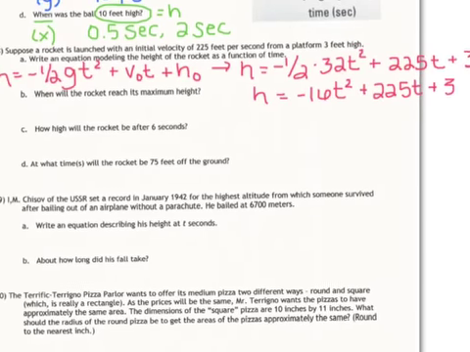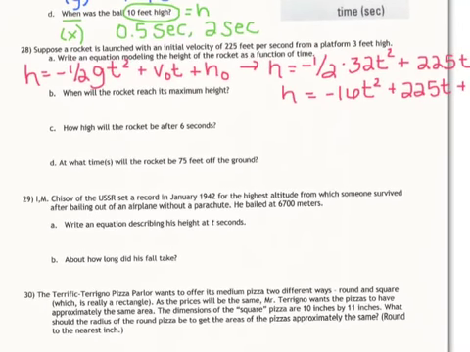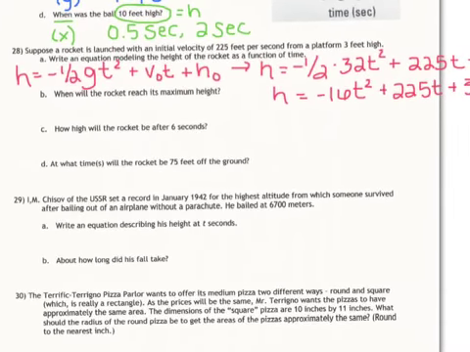Okay, next question says, when will the rocket reach its maximum height? So thinking back to what we just did a second ago, maximum height, that's talking about the vertex. I'm going to write over what I already have here, but maximum height is talking about the vertex, because that's the top of the parabola.